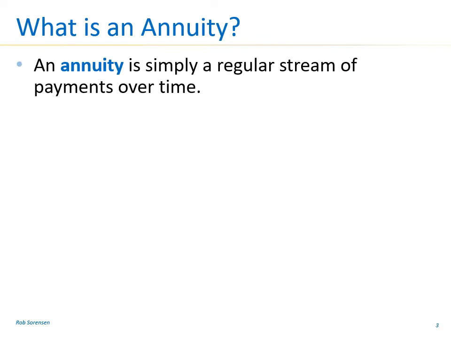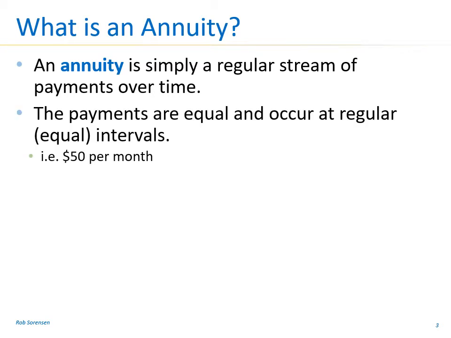So what is an annuity exactly? Well, it's a regular stream of payments over time. The key thing being, though, that the payments are equal and they occur at regular intervals. The $50 a month might be an example.